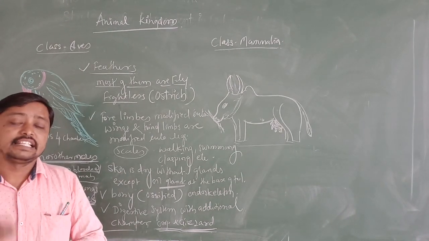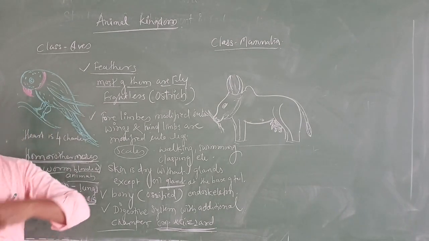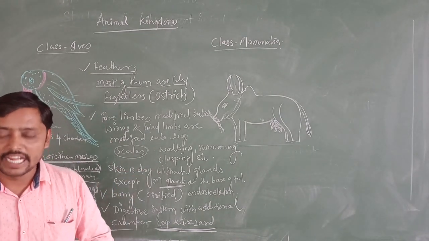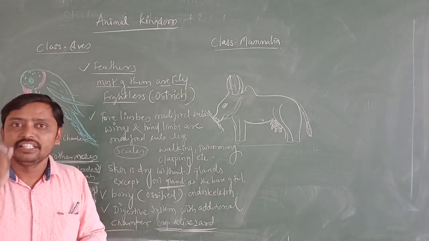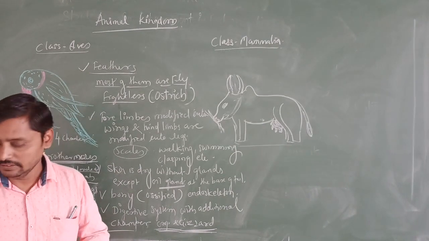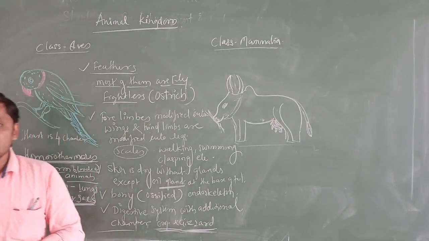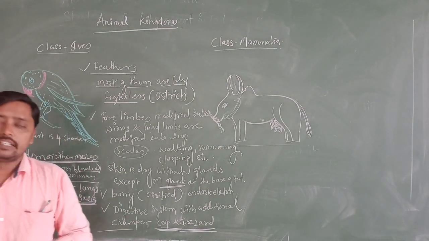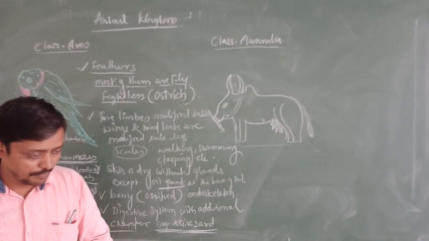Then second point, what we are going to write? The forelimbs are modified into wings. Hind limbs are modified into legs with scales. They are helpful for walking, swimming, and clasping. Understood? After that, next point, what we are going to write? Teeth are absent. Beak is present.